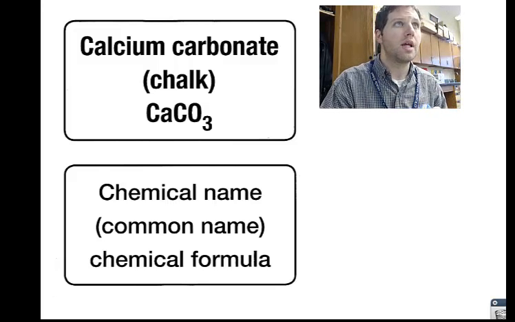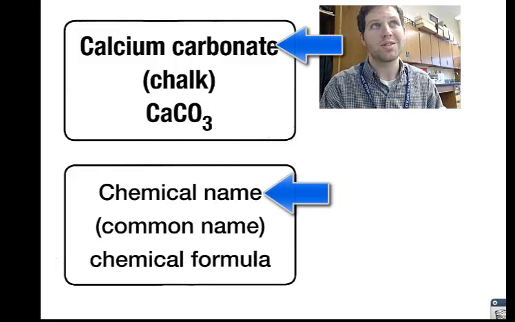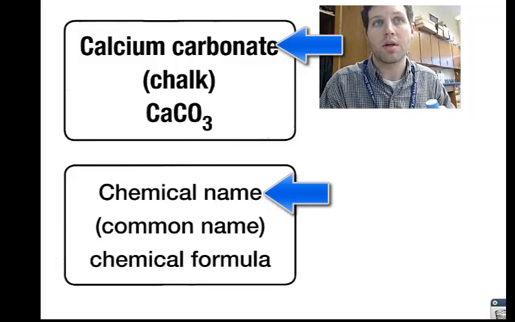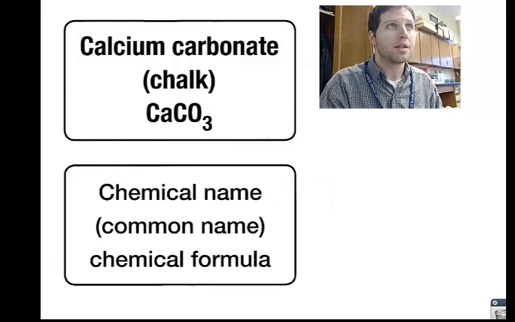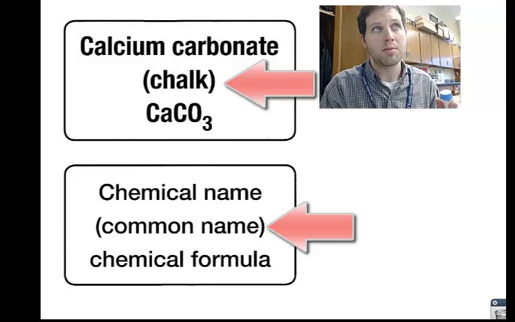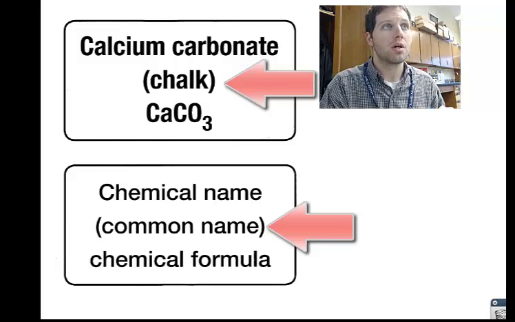The first name on the top says calcium carbonate. This is what we call a chemical name. This talks about the chemicals in the substance. The second one is the common name. The common name for calcium carbonate is chalk.